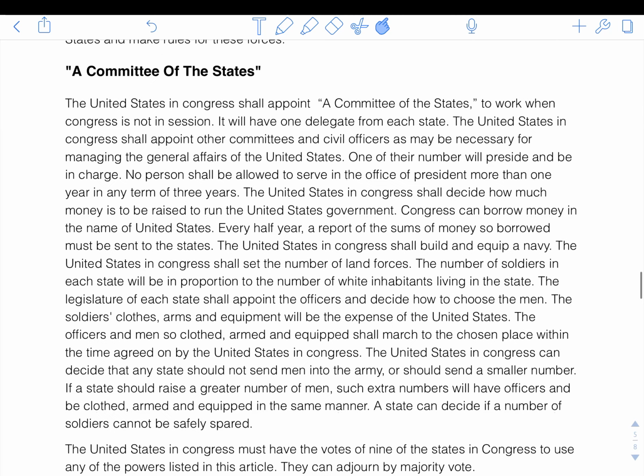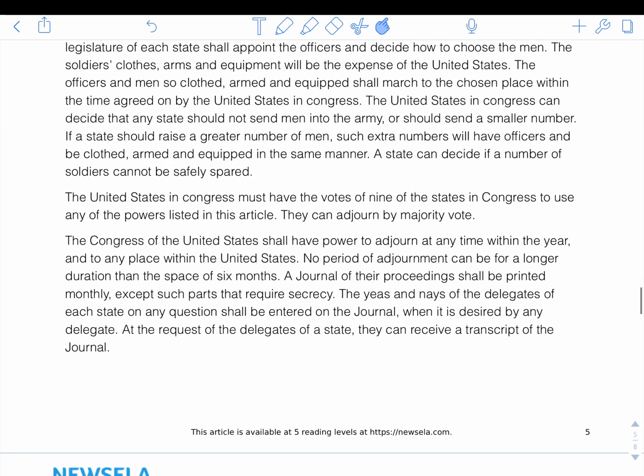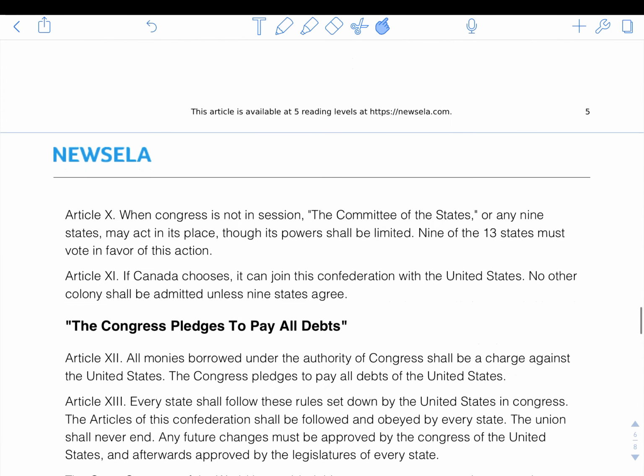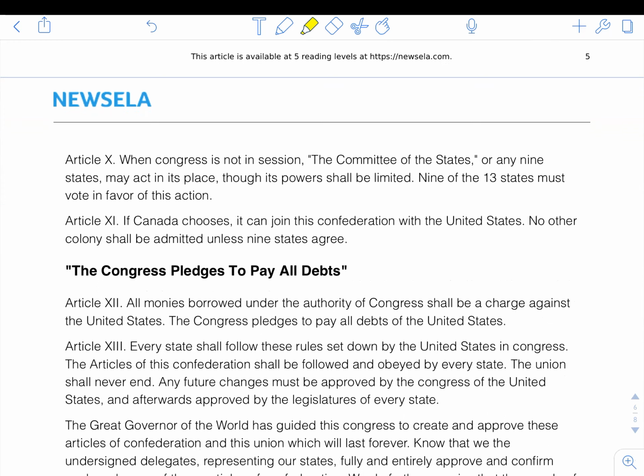A committee of the states. The United States and Congress shall appoint a committee of the states to work when Congress is not in session. So there'll be times where the Congress is not in session, but there'll be a committee of states to take care of business if anything comes up in the meantime. Article 10 just gives some more clarification that the committee of states, or any 9 states, so kind of like that majority concept. So again, these are just mental notes as we're going through.